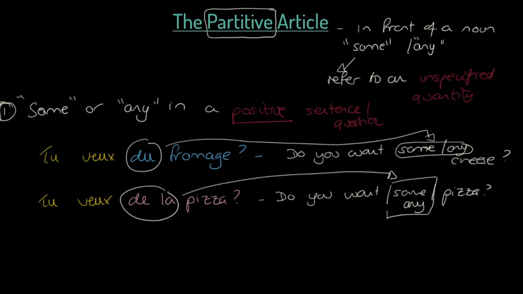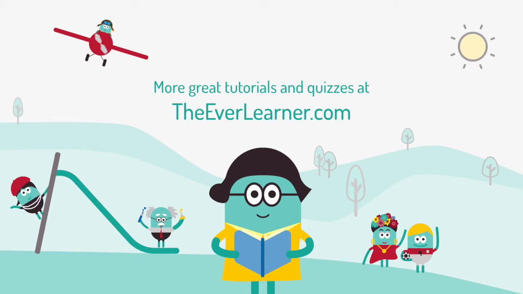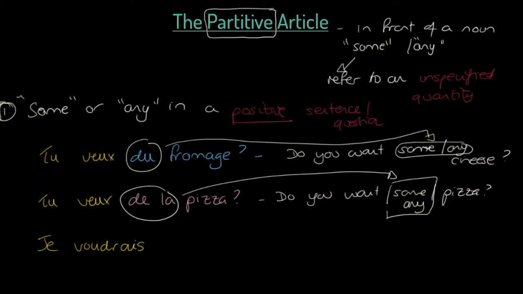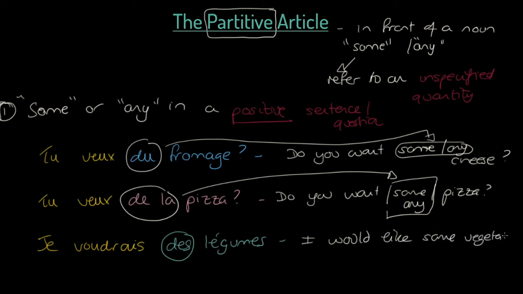Let's move away from questions. Let's have I want. So je voudrais, which is not a sentence my children are ever going to utter, but let's go with it anyway. Je voudrais des légumes. Je voudrais des légumes. I would like some vegetables. So des here being some.